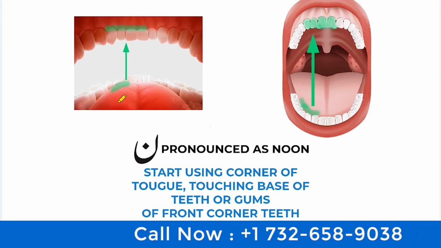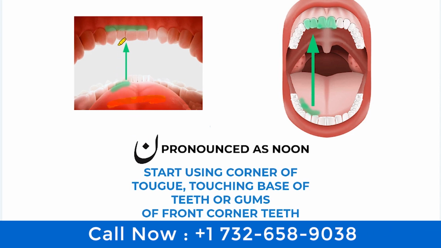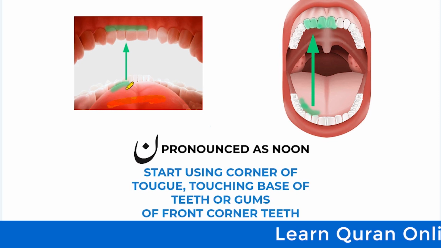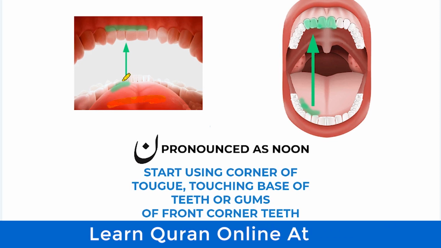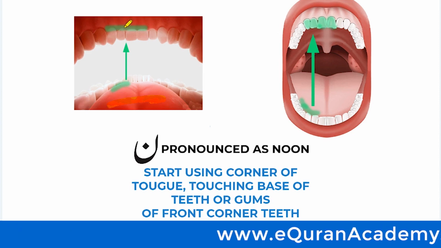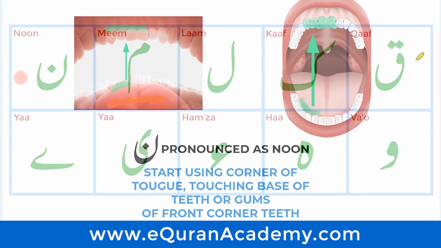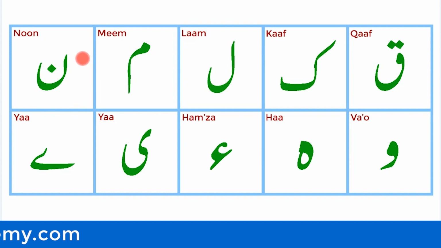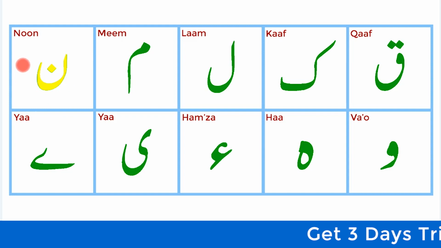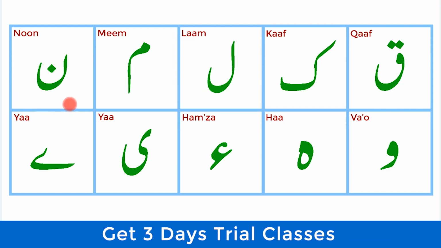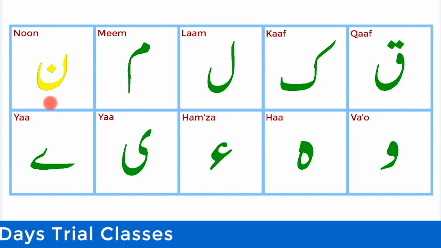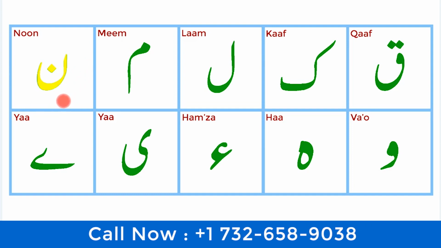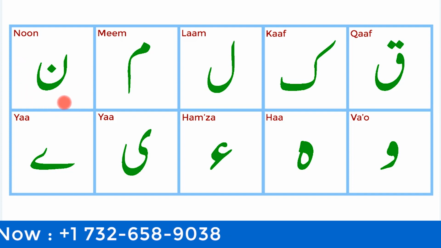One more time. This is tongue. This is corner of tongue. These are front teeth. And these are gums of front teeth or base of front teeth. Corner of tongue touch with base or gums of front teeth. From here, you can pronounce noon.